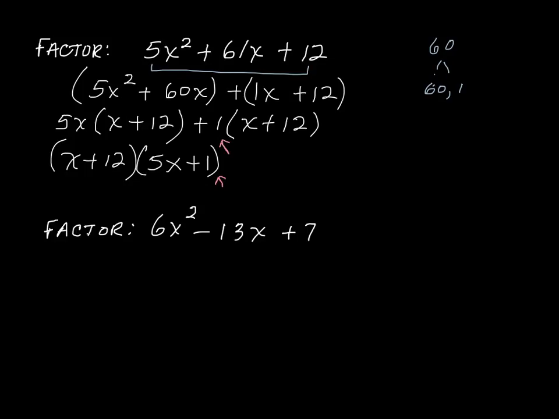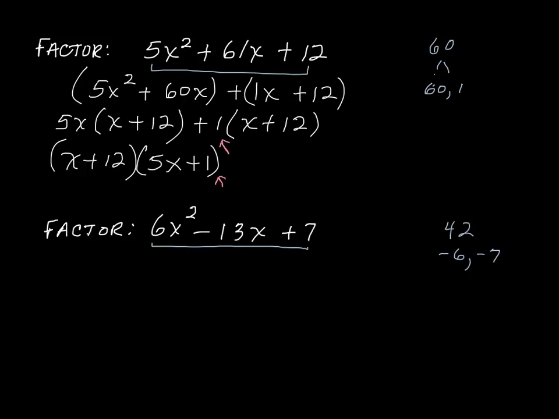No. So we use the grouping method that says multiply 6 times 7. That's a 42. So I need two numbers that multiply to 42 and add to negative 13. If two numbers multiply to positive 42, they either have to both be positive or both be negative, right? But if they add to a negative 13, then they both have to be negative. So what are our two numbers? Negative 6, negative 7. They multiply to 42, but add to negative 13.